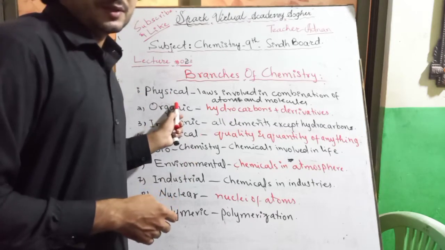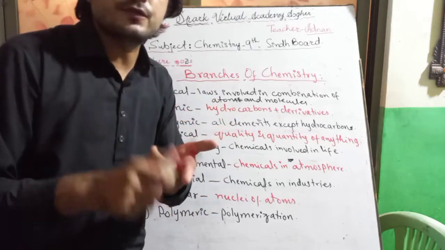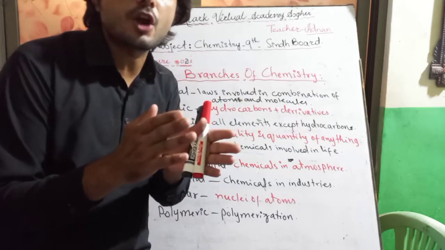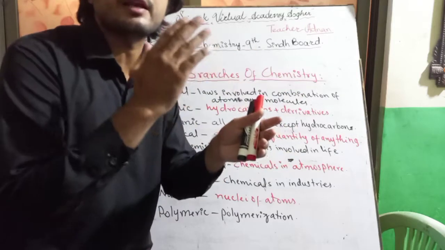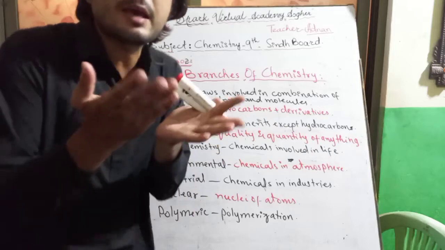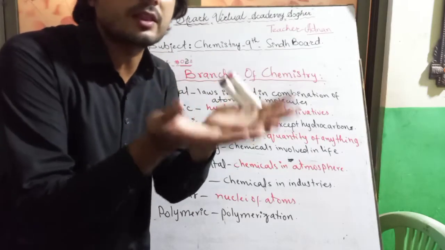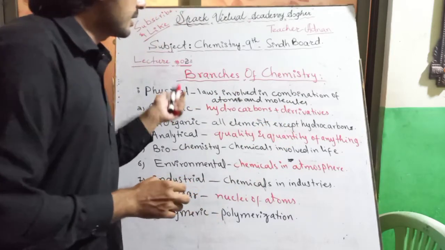Physical chemistry. Basically, it is the study of the laws which are involved in the interchange, in the combination of the atoms or molecules in a chemical reaction. When we are having any chemical reaction, how the atoms or molecules are combined with each other, if we study about that, there is the physical chemistry.